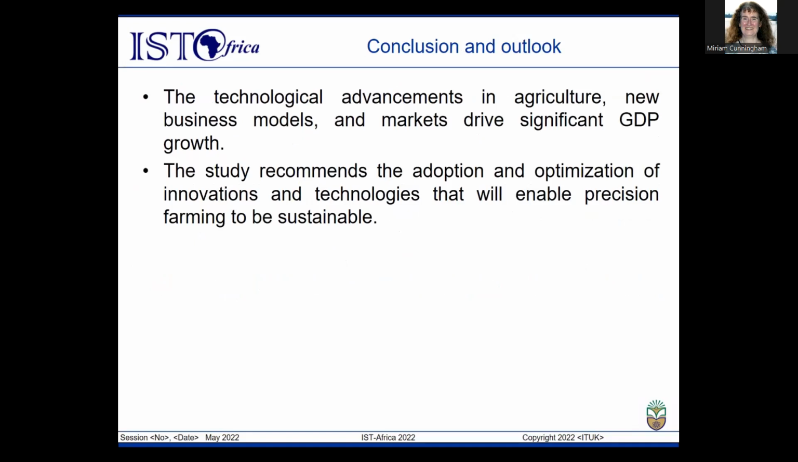In conclusion, the findings suggest that agricultural technological advancements, new business models, and markets drive significant GDP growth, and the study recommends the adoption and optimization of innovations and technologies that will enable precision farming to be sustainable through quality practices and increase productivity, such as the use of mobile devices, faster internet access, low cost and dependable satellites for positioning and imagery, and precision agriculture optimized agricultural machinery.